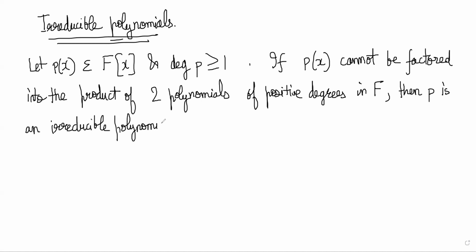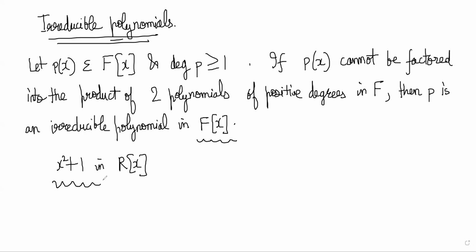Polynomial in capital F of X. Now remember that if you change the set F of X, then irreducibility can also change according to that, right? For example, X square plus 1 in the set R of X, when you take real coefficients, X square plus 1 cannot be expressed as a product of two polynomials with real coefficients. However, X square plus 1 can be expressed as X plus I and X minus I.